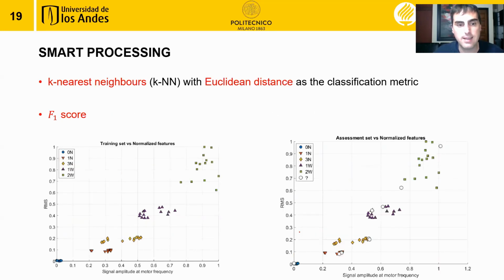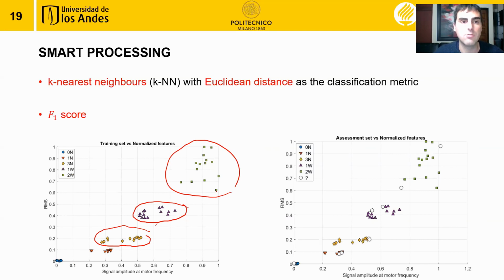By doing that, we can see here that we normalize the feature from 0 to 1, and we are able to basically separate the different levels of imbalance. And in order to generate an automatic classification, we apply a k-nearest neighbor algorithm in which we use Euclidean distance as the classification metric.